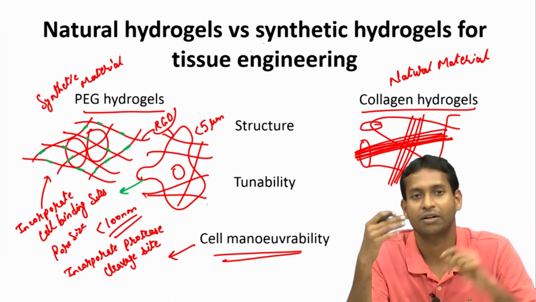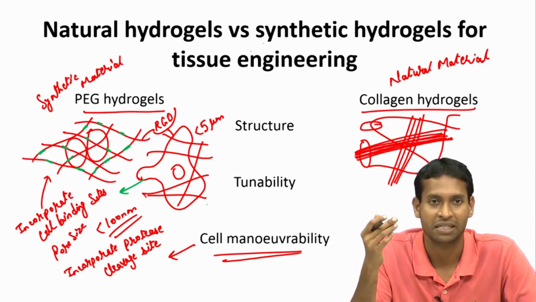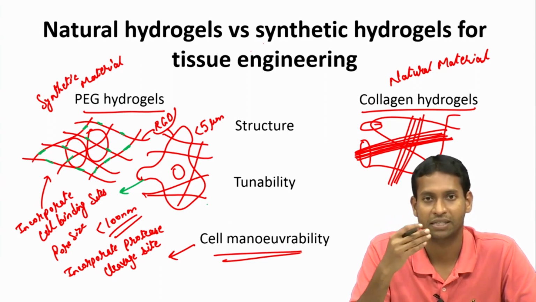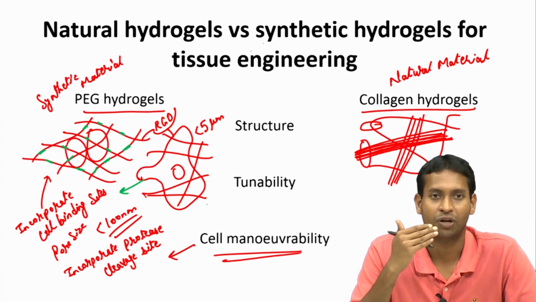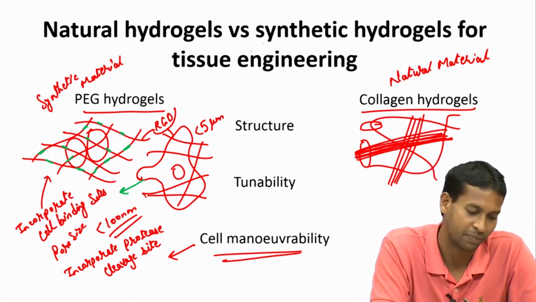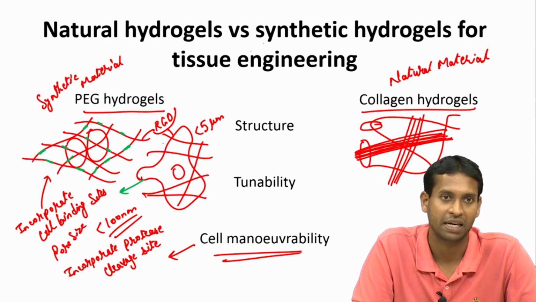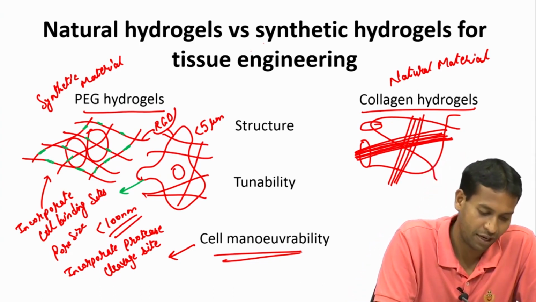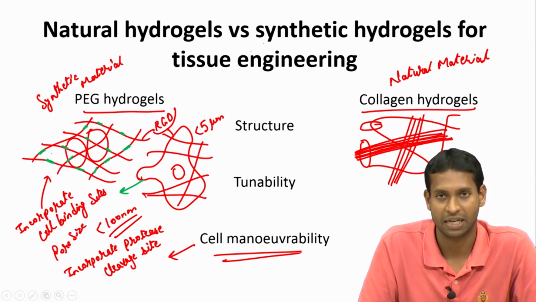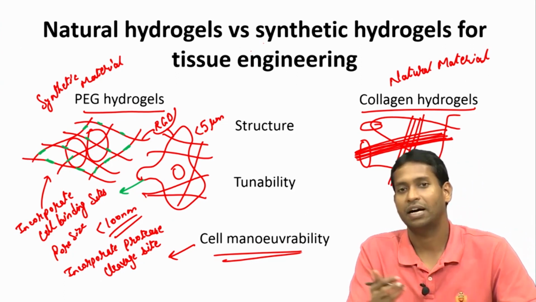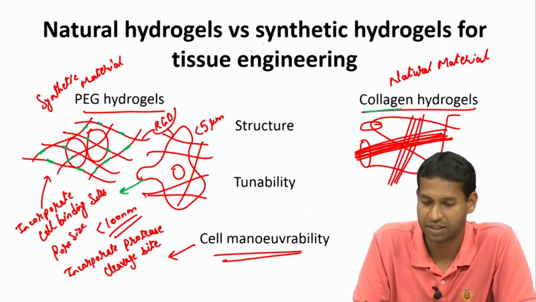So, all of these issues come in when you are talking about synthetic materials, and you have to do a lot of research to figure out the rate at which you want these peptide sequences to cleave, and that will vary from cell type to cell type. Not only that, it will vary from application to application, and you may not have very good control over the cell happiness or cell compatibility of that system. Now, let us compare to what happens with the collagen hydrogels.